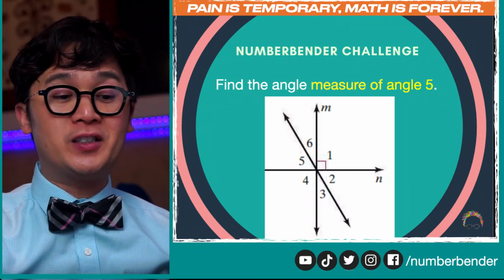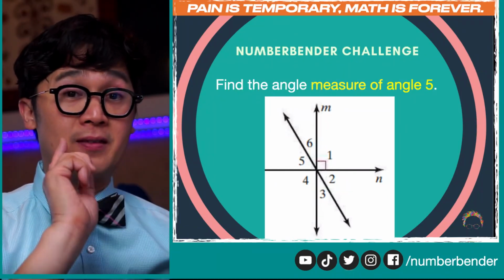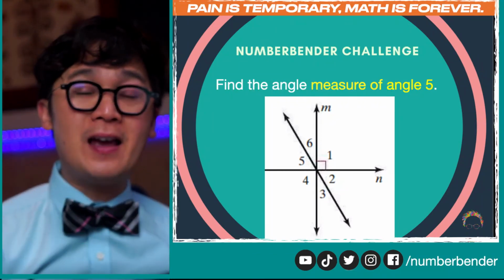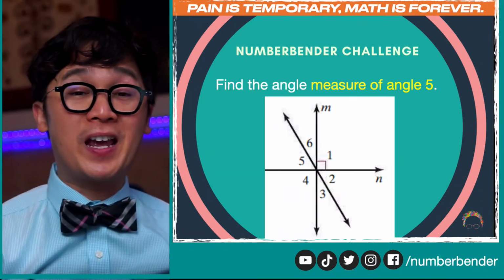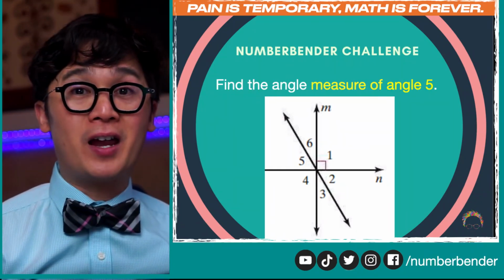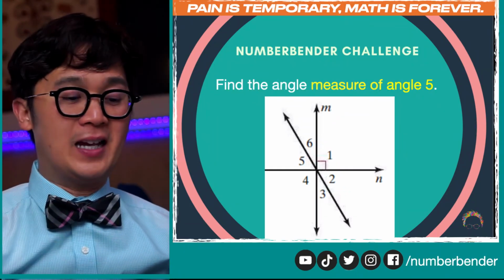So your number bender challenge of the day: find the measurement of angle 5 given this diagram and comment it down below, and let's see how you're going to explain your work on how you found angle 5 using the theorems that we have from this lesson.